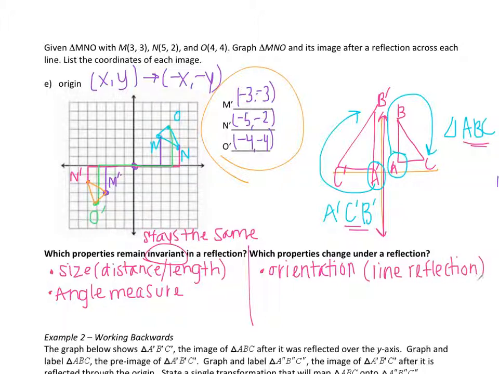If I go back to the one we just did, the reflection through the origin, and I read my letters, starting on the original triangle, going clockwise, I have triangle MON. And if I go clockwise, starting on M prime, I have M prime, O prime, N prime. So those are in the same order. So if you want to put orientation on the left here for a point reflection, you can.